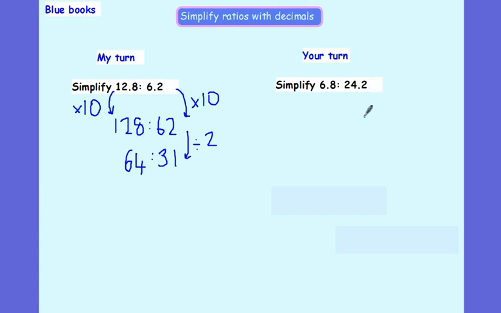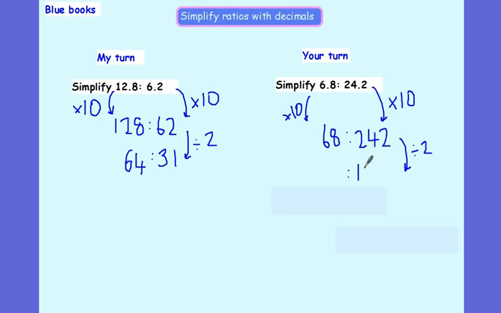Okay, let's simplify it in exactly the same way. Let's multiply both sides by 10 to start me off to get rid of that decimal. That's going to leave me with 68 to 242. Now we can go by the same process again. If I divide both sides by 2, that leaves me with 121 and 34. So my simplified ratio would be 34 to 121. Please make sure you've got this example in your dark blue books for me, Year 8.